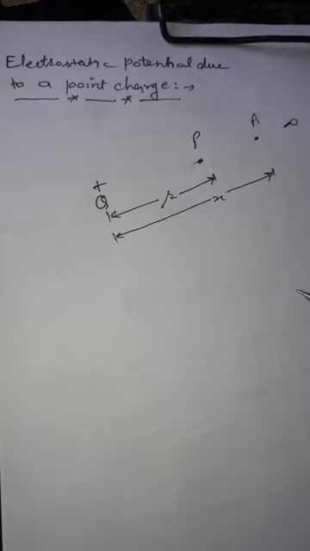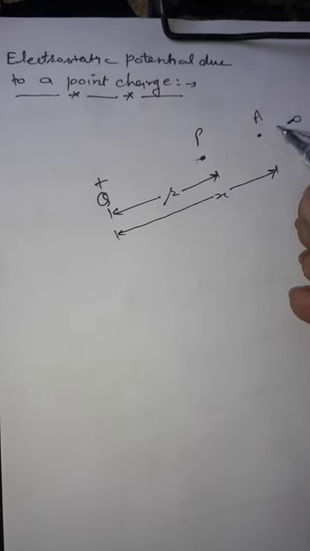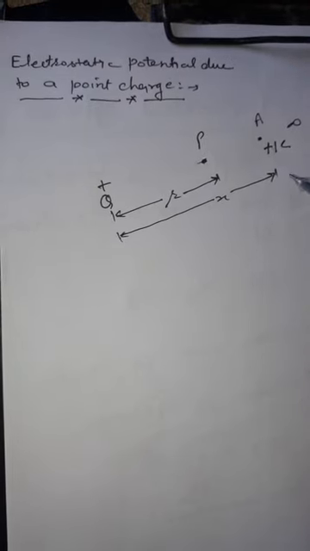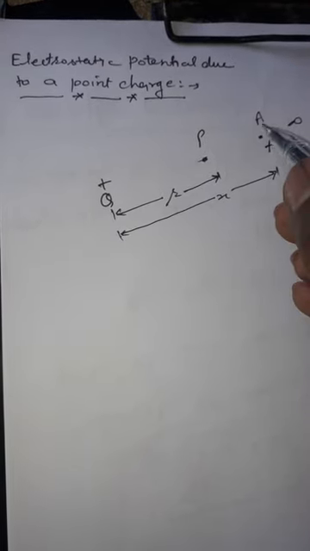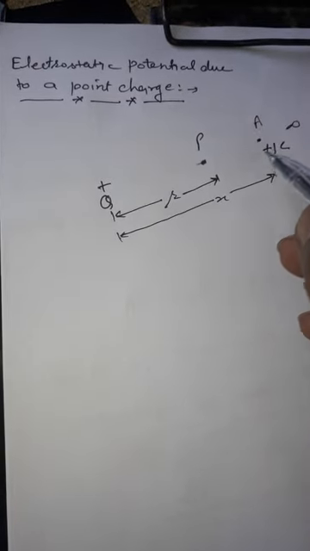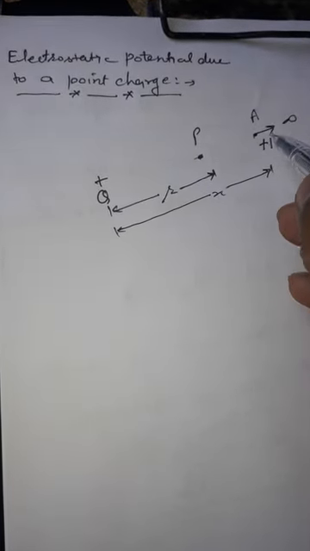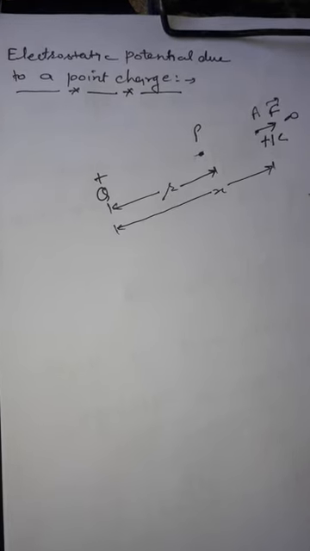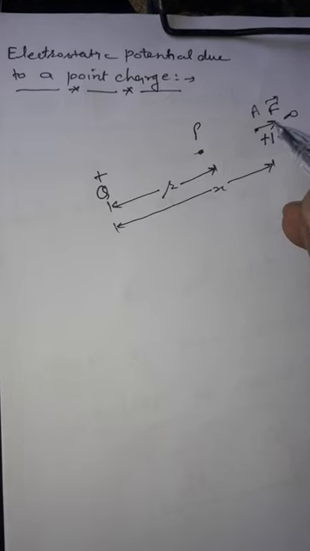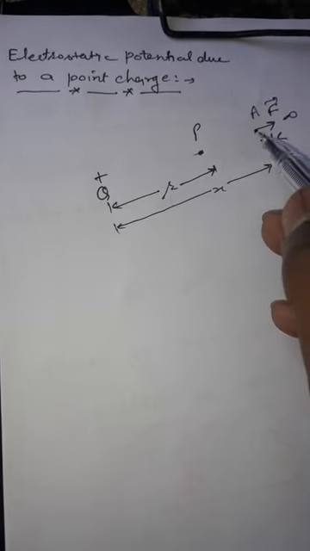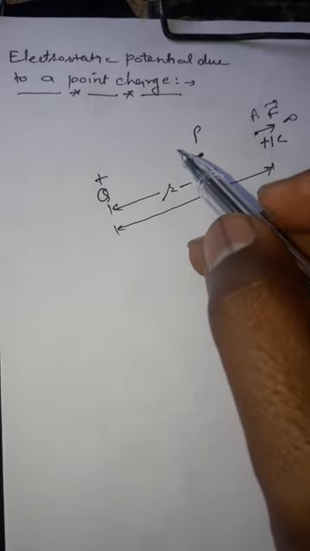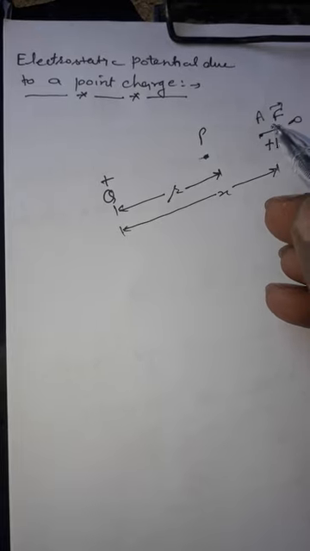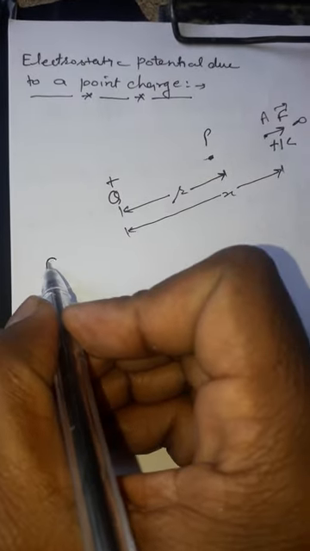So now, if we place a unit charge, say 1 coulomb of positive charge at point A, it experiences a repulsive force, say F. In order to counter this force, we must apply some external force in moving this charge from A to P. We know that this force is obtained by Coulomb's law.